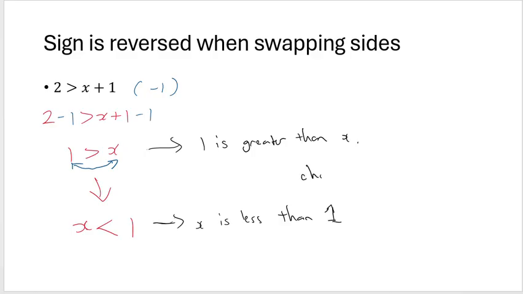Okay, so change sign of inequality, because our inequality was originally 1 is greater than x. Okay, and then when we write it the other way around, x is definitely not greater than 1 because we just established earlier that 1 is greater than x. So we need to make sure that inequality stays true. So we say x is less than 1.